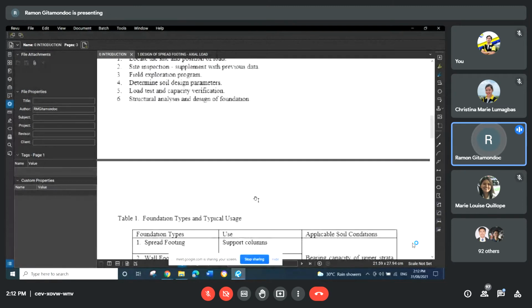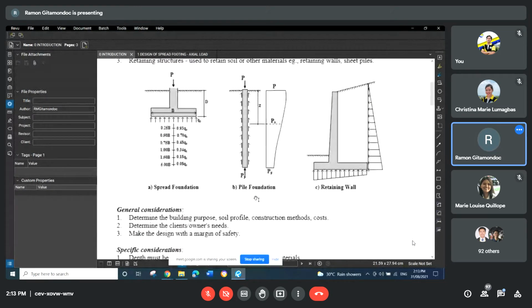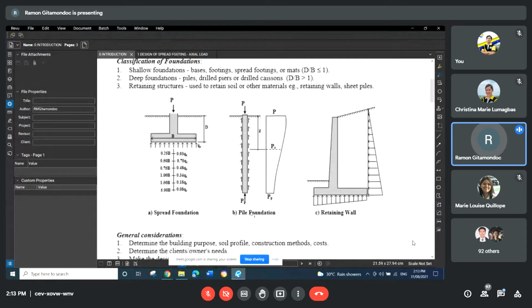As I have shown in the previous discussion, there are 2 ways by which the pile will transmit load to the soil, no? The first mechanism is skin friction, which occurs at the lateral surface area of the pile, no? The lateral surface area by which the pile is in contact with the surrounding soil. So in the figure, it is shown here by these arrows.